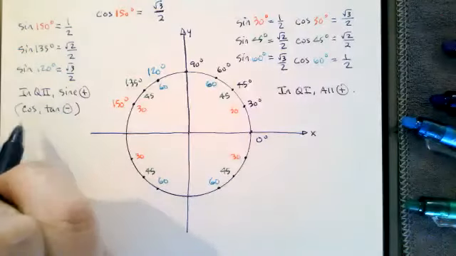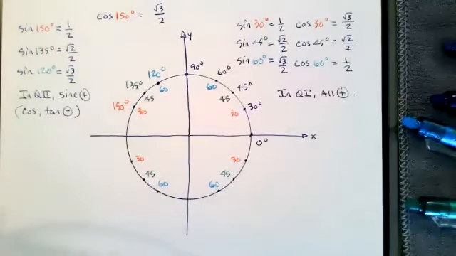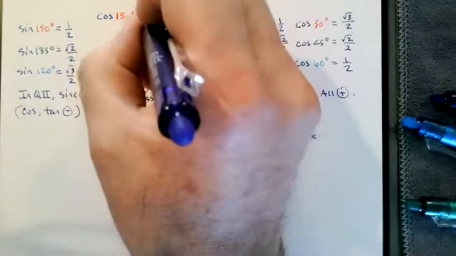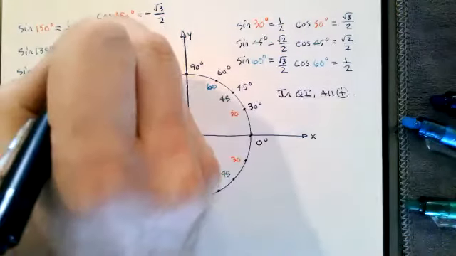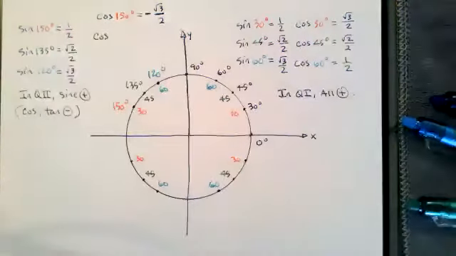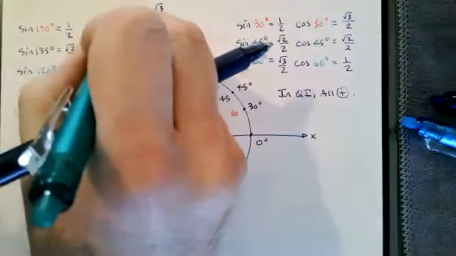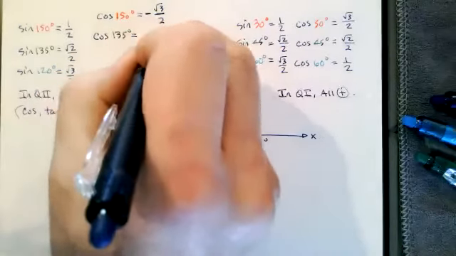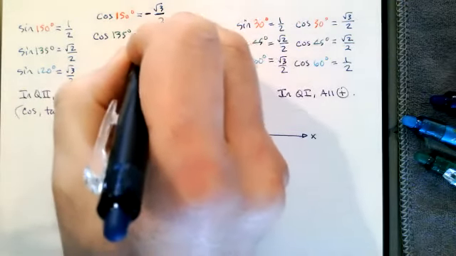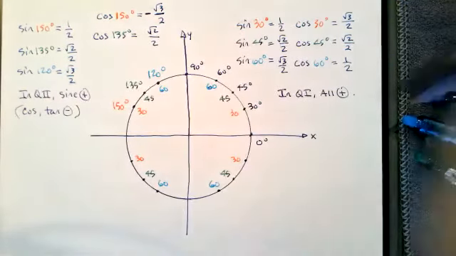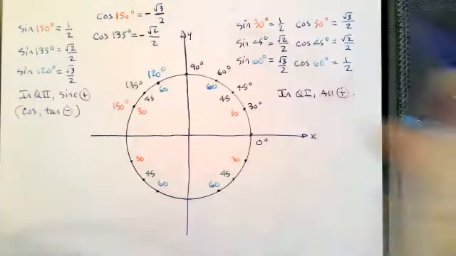But in the second quadrant, cosine is negative. In the second quadrant, cosine is negative, and so all of my cosine values in the second quadrant will be negative. So if I want the cosine of 135, the value comes from the cosine of the reference angle, 45, √2/2. And the sign comes from the quadrant. In the second quadrant, cosine is negative.